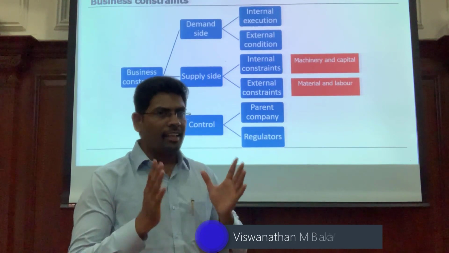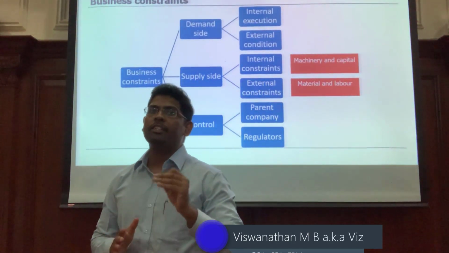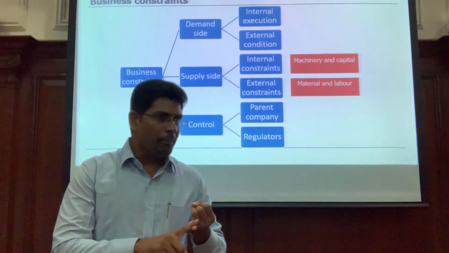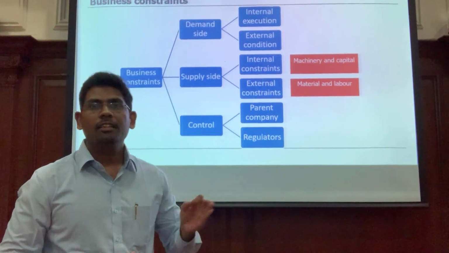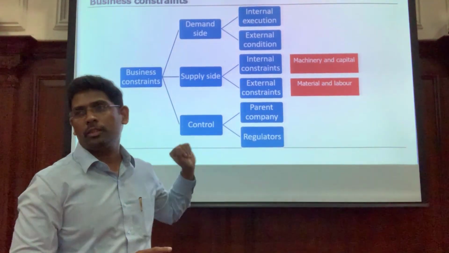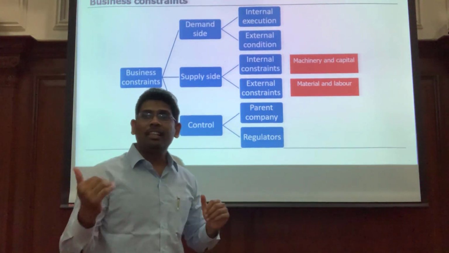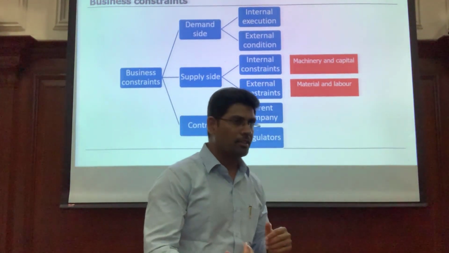If I have to factor these constraints for a business, for any business, I would put the constraints into three categories. First one, demand side. Second, supply side. Third one is regulatory or control side. And in each of these cases, this constraint can come from internal factors. These constraints can come from external factors.